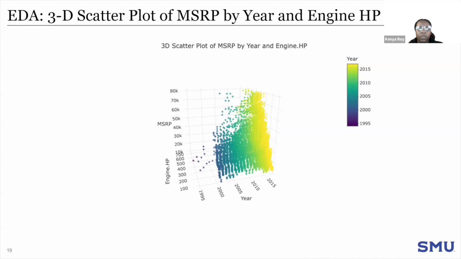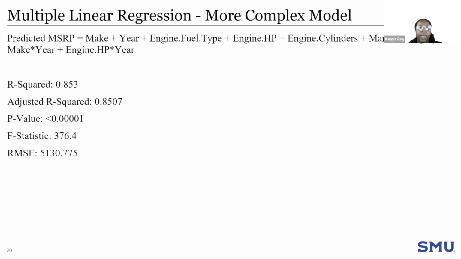So we will look at how the multiple linear regression performed with the more complex model. And that more complex model, of course, included two interactions, make and year and engine horsepower and year. So the R squared value was high, it's 8.53. Adjusted R squared is 8.507. P-value is great, the F statistic is great, and the RMSE is low.